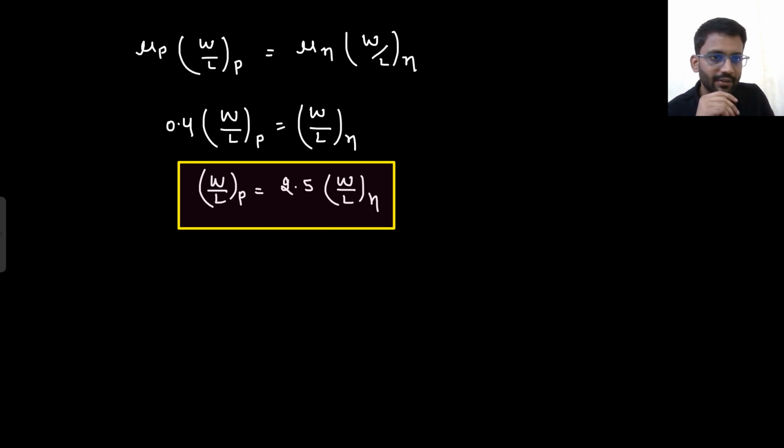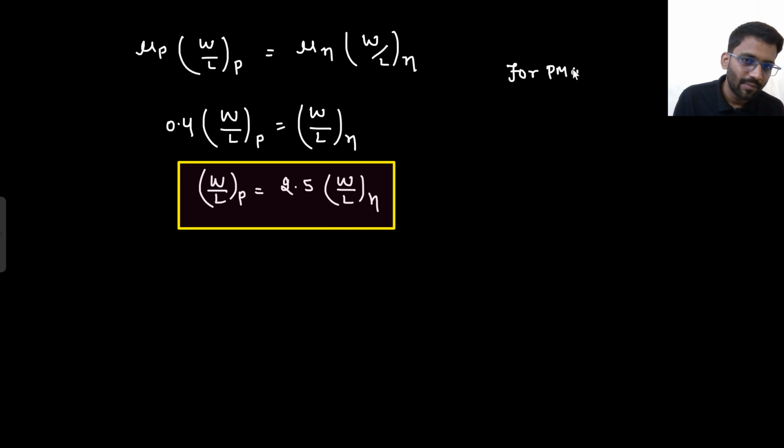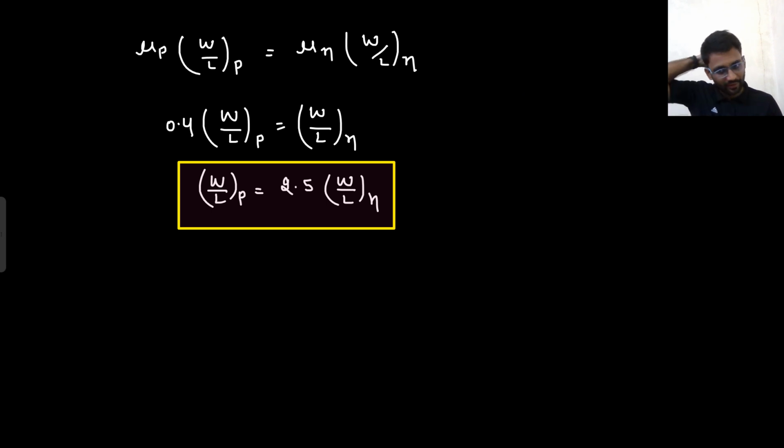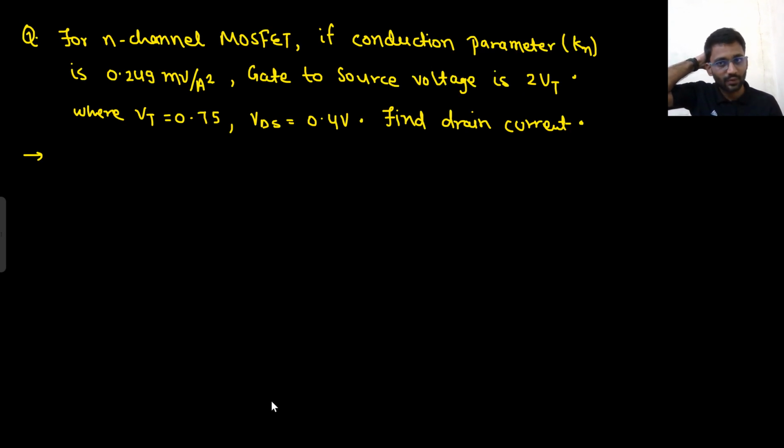Did you understand this point? Mobility is lower for PMOS, so to have the same current, you have to increase the width. Understood? Mobility is lower, so to have the same current, width should be increased. So width should be 2.5 times that of N. Very easy question. Let's move on to the next one.